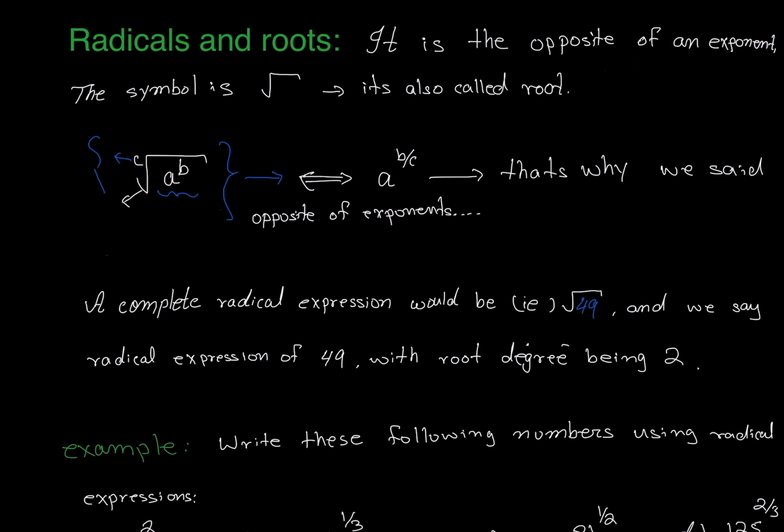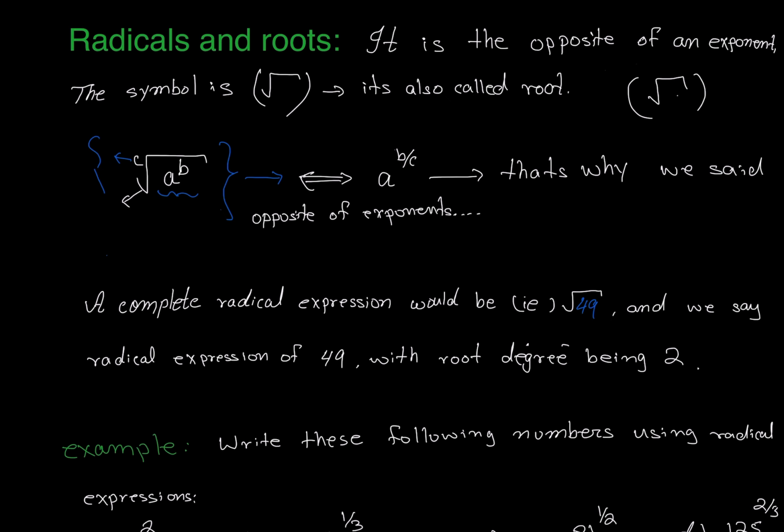What is a radical? It is the opposite of an exponent, and the symbol is given like that. Oh my god, my writing is not okay. So that is the symbol of the radical expression, and this is also called a root. And so that's the opposite of an exponent.